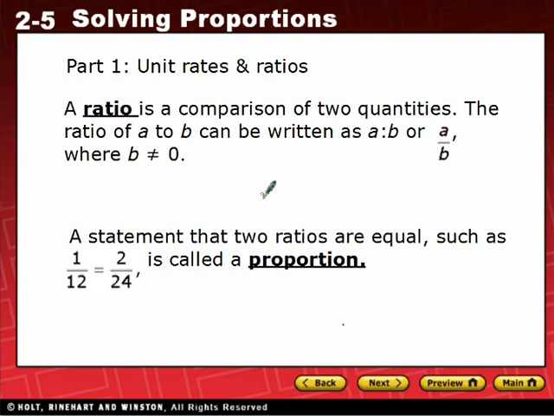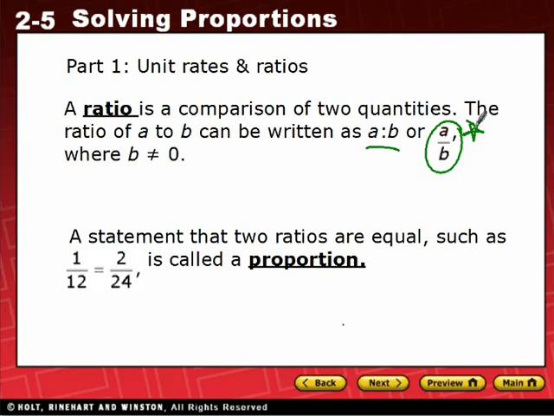So first thing, review of the term ratio. A ratio is a comparison of 2 quantities. And you can write it with the colon in between, but writing it with the fraction is the most typical way. They don't always get reduced when they're ratios, but you can reduce them.